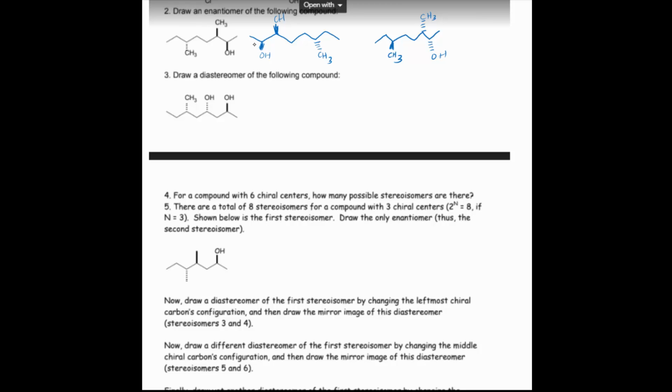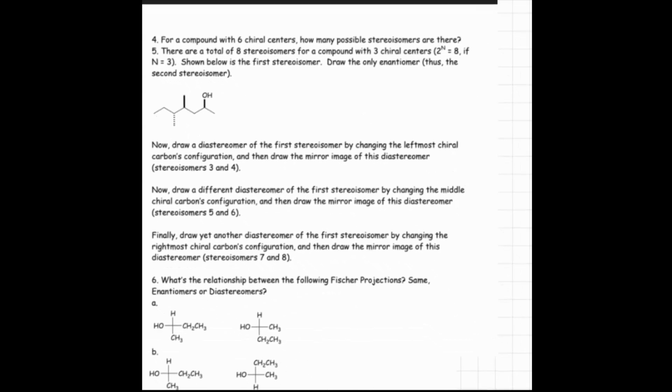So if we draw a diastereomer of this compound for number 3, 1, 2, 3, 4, 5, 6, 7, 8 carbons long again, then I'm going to have the same groups for 2, and then I'm going to switch one of my groups. That is a diastereomer. There are a number of different answers for this one. This is just one example of a diastereomer for this compound.